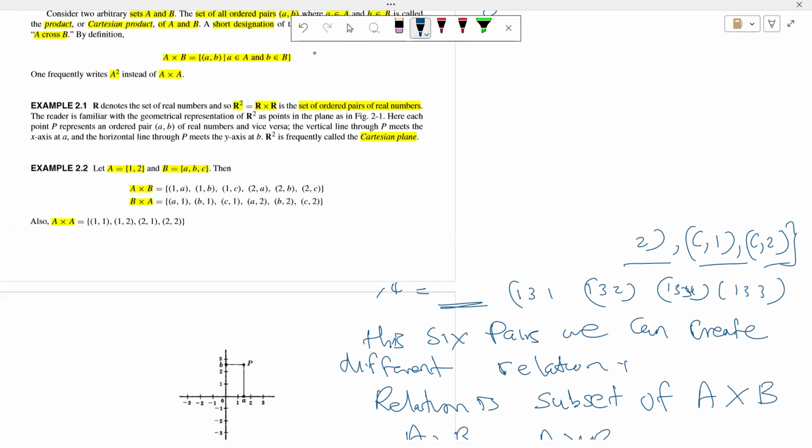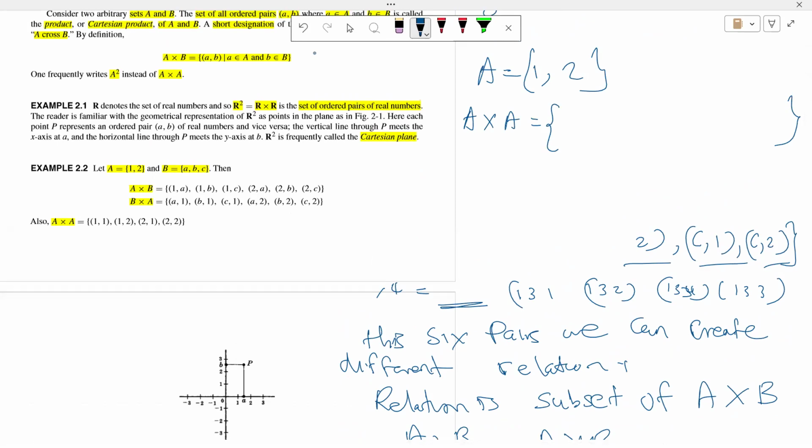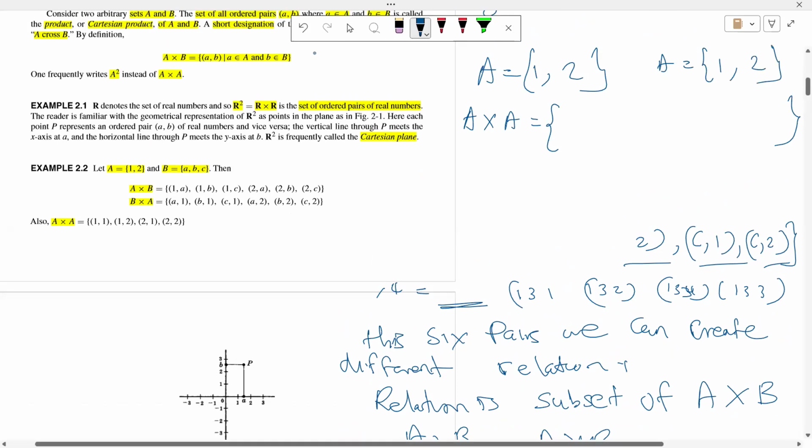Okay, similarly here, A is a set with two elements. Now I need to find out A cross A. Can you write the ordered pairs for A cross A? A cross A means you have two A's here, right? So what will happen? You need to take the first element from this A, maybe I'm taking 1, and the second element from here. So 1, 1 and 1, 2. Similarly, 2, 1, 2, 2, right? Altogether, 4 ordered pairs we can create, right?